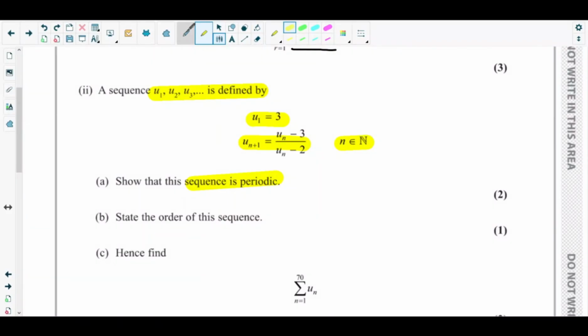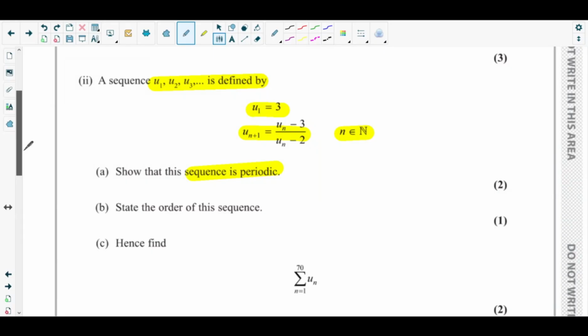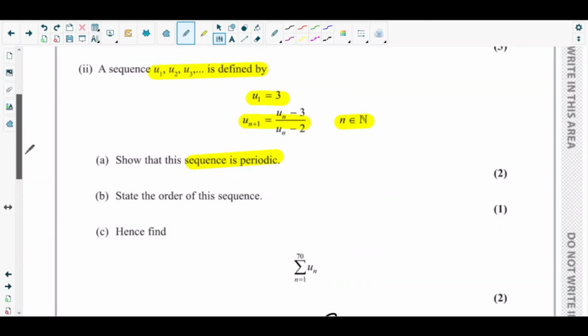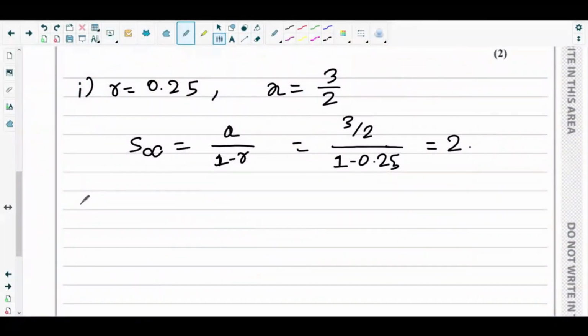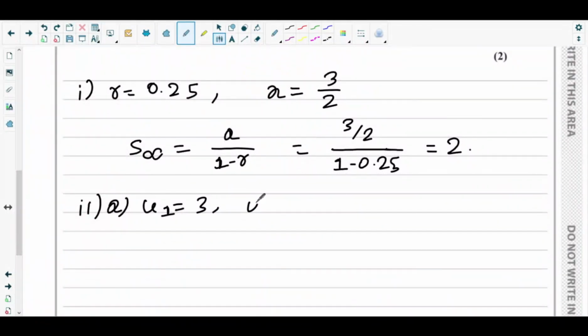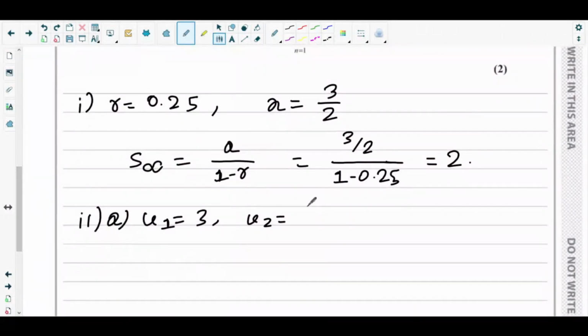Periodic means the sequence is getting repeated after some certain number of terms. So to show that it's periodic, we need to find the first term, the second term, and so on, and we will look for whether any term is getting repeated or not. So for part 2a, u1 is given as 3. So what would u2 be? u2 would be u1 minus 3 over u1 minus 2.